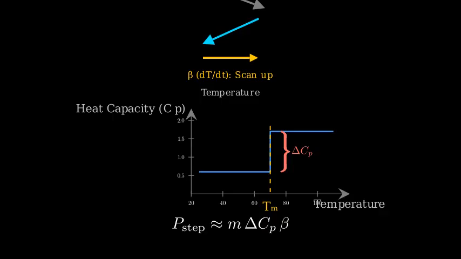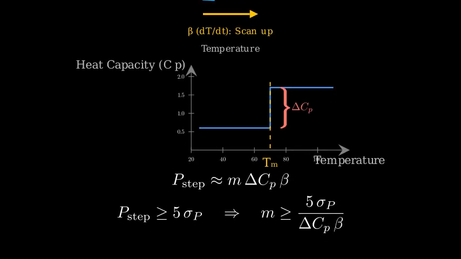Statistically, we want a reliable detection. Let sigma sub p be the root mean square power noise of the instrument. A common design choice is a 5 sigma criterion. That means the power step should be at least 5 times sigma sub p. This gives a lower bound on the mass.